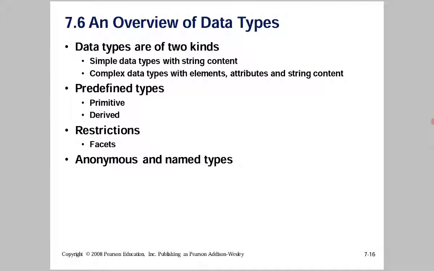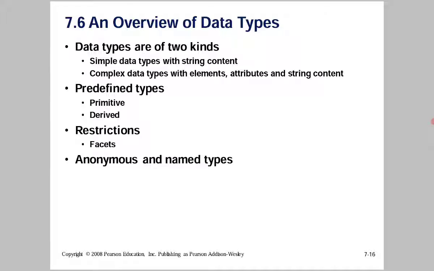Next is an overview of data types. What are the different data types available in XML documents? Basically data types are of two kinds. First one is simple data types with string content, and complex data types with elements, attributes and string content. So how to create data types, or some structure, in XML documents?